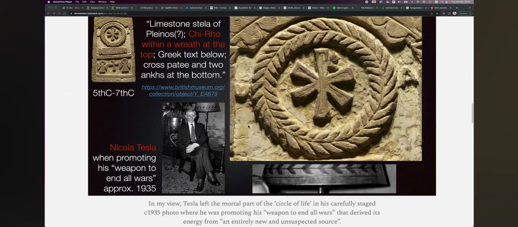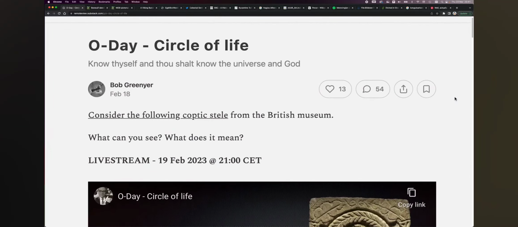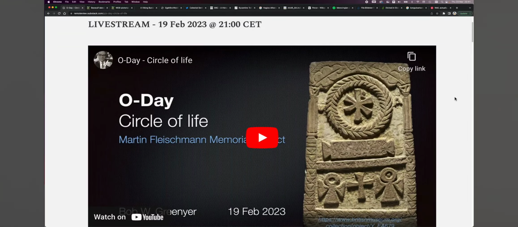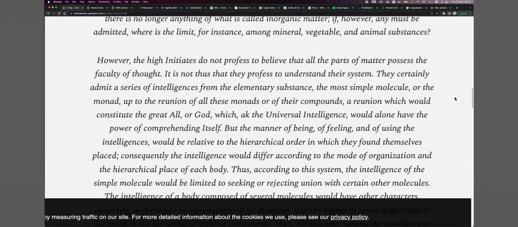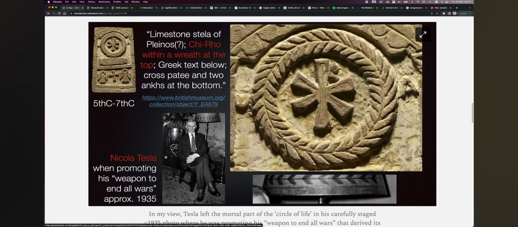And the presentation that this came from was called Ode Circle of Life, so you can go and have a look at that. And yes, it's the bottom of this flower pot, which we want to try and decipher today. Okay, so I'm going to do that.